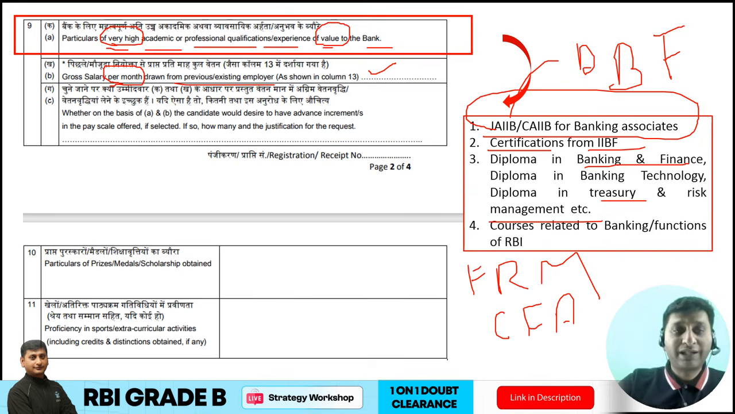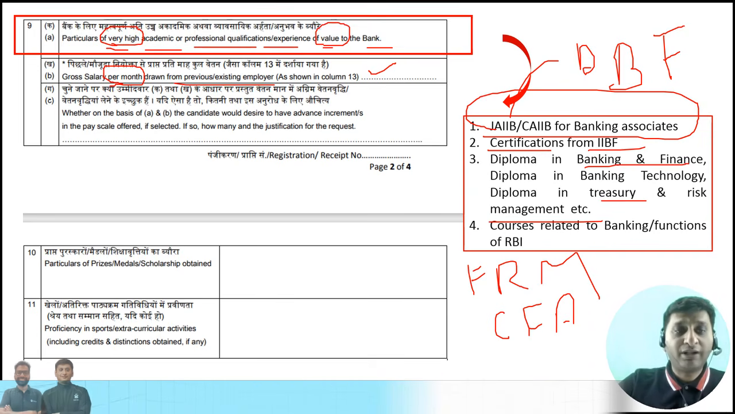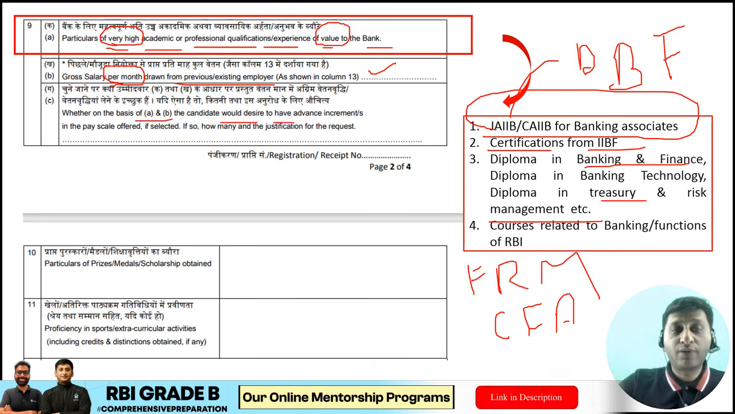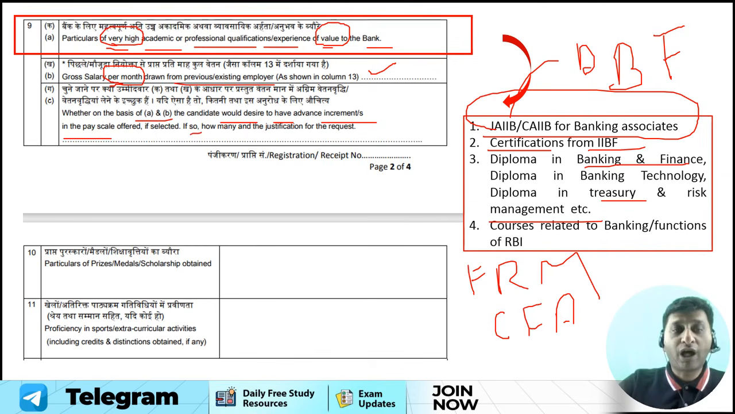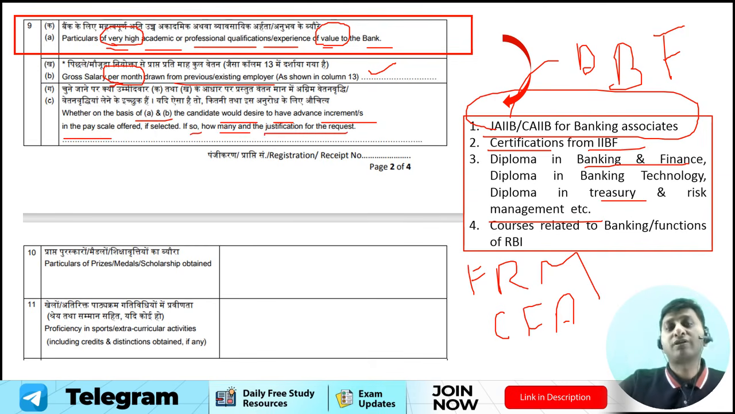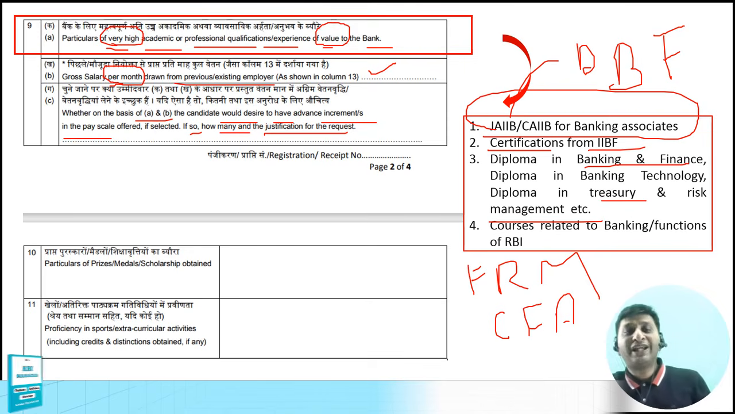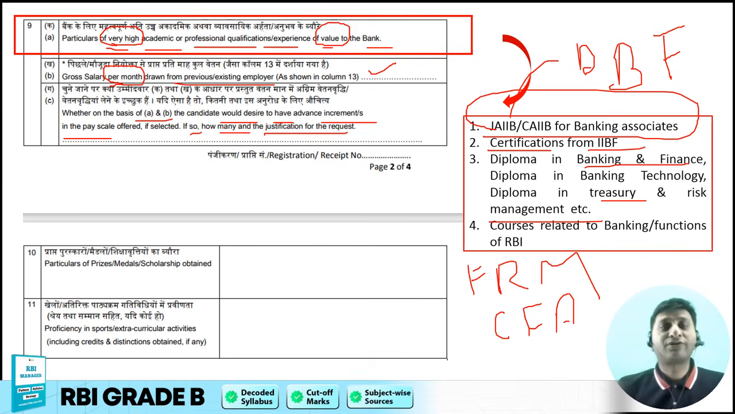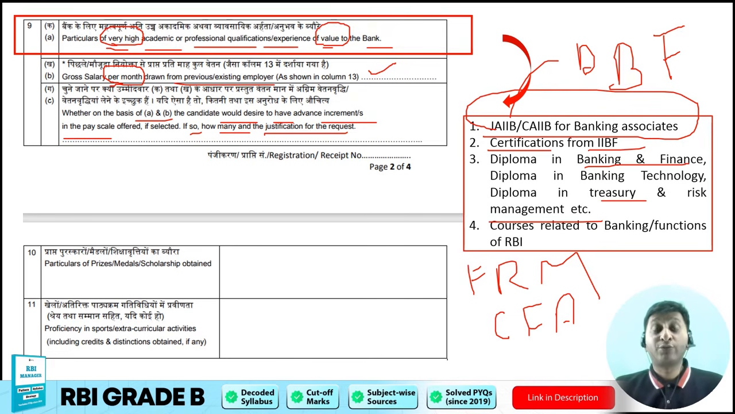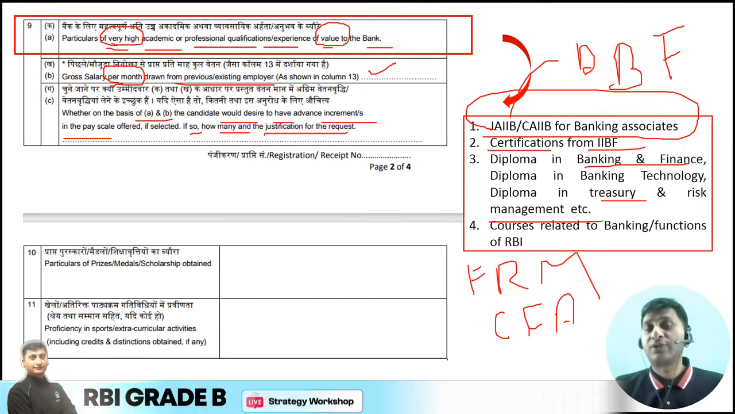And then the point C is that whether on the basis of A and B, the candidate would desire to have an advance increment in the pay scale offered. If so, how many and the justification for the request. So say you have very high academic qualification, which is of value to the bank, and you are drawing higher salary prior to this, prior to joining RBI.